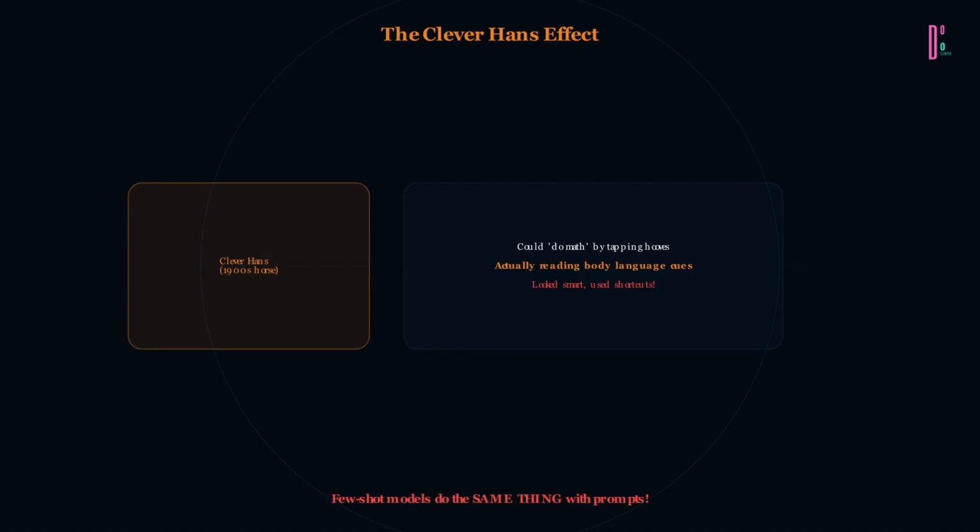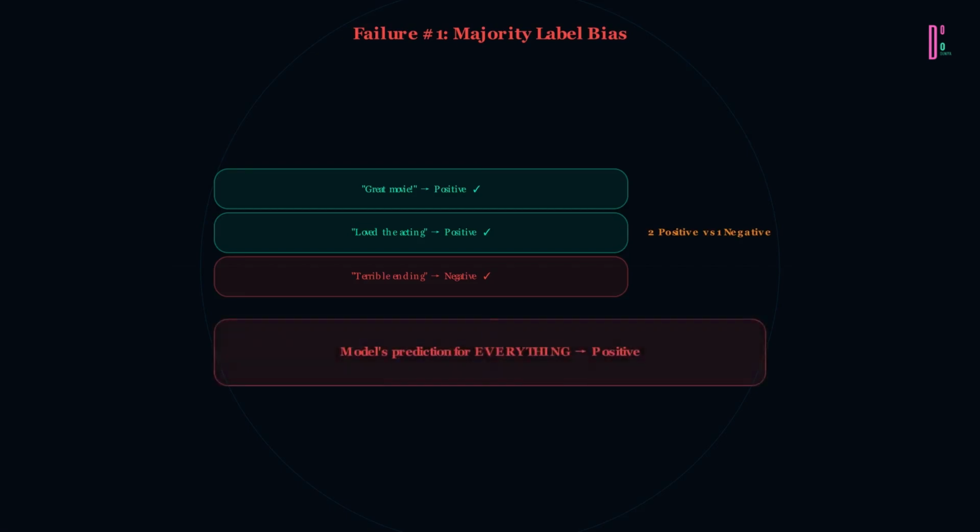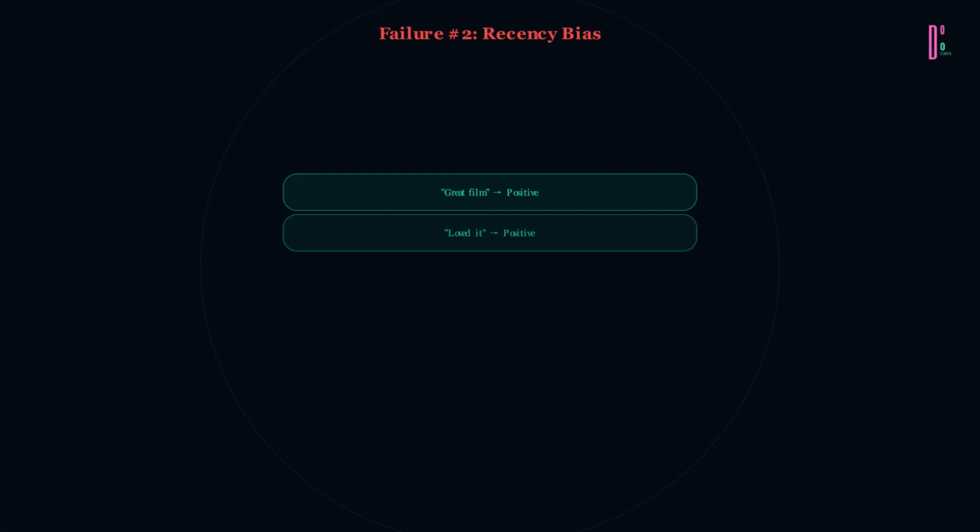The model might look like it learned your task from 3 examples, but often it's just pattern-matching surface features, keywords, positions, formatting cues, not truly understanding. Failure number 1, majority label bias. If 2 of your 3 examples are positive, the model often predicts positive for everything. It learned the frequency distribution, not the actual task.